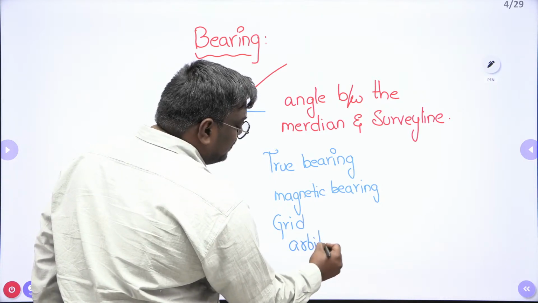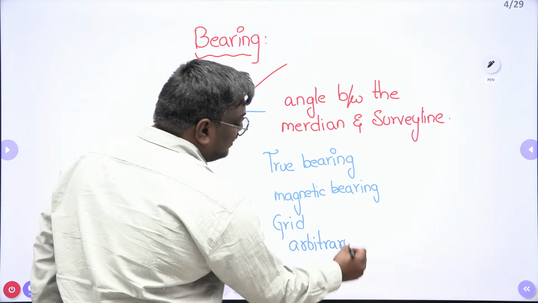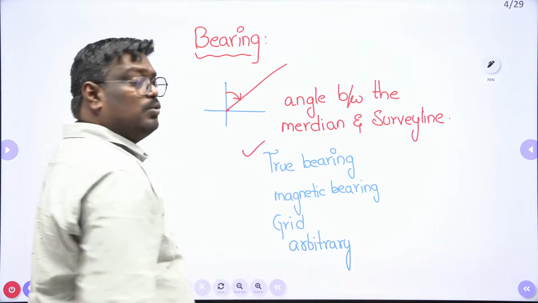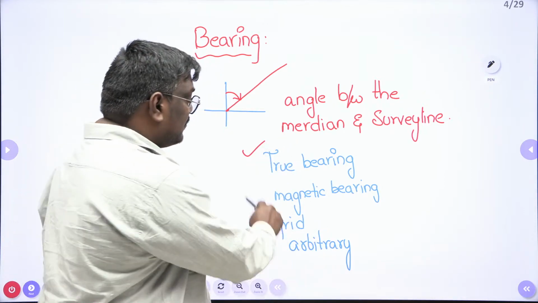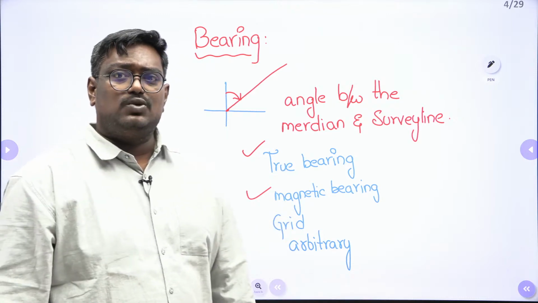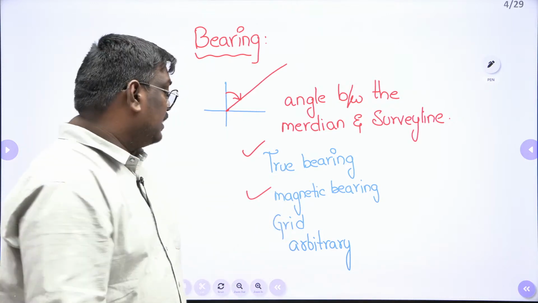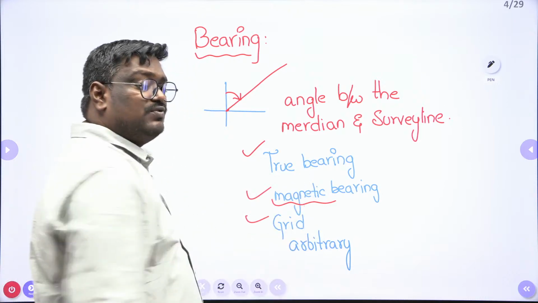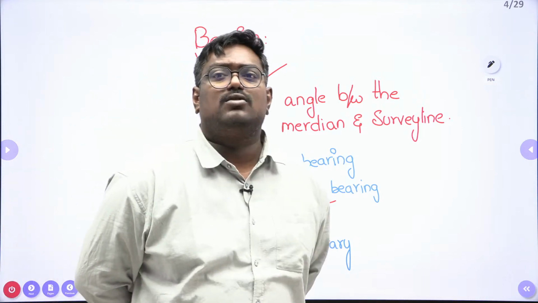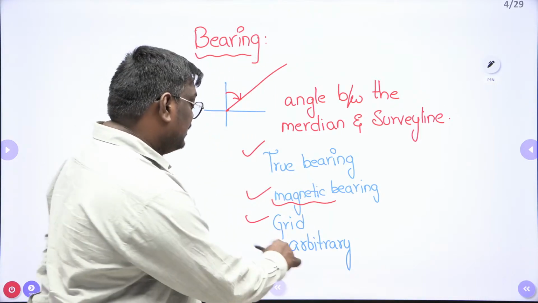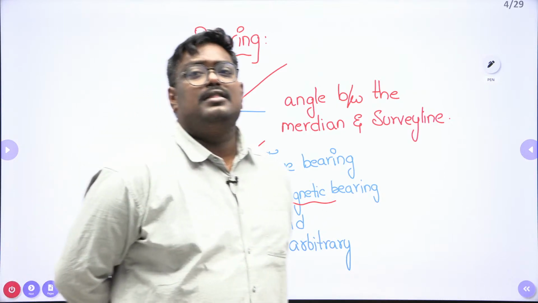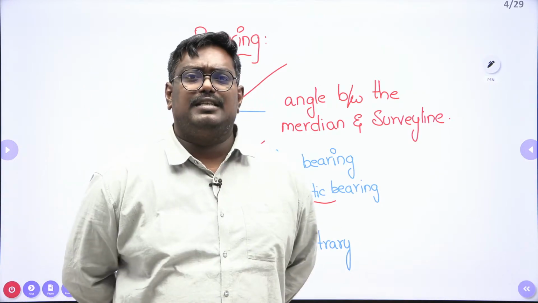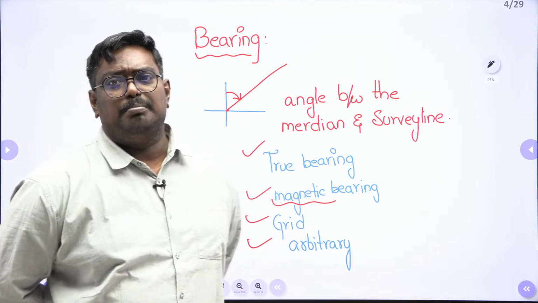So what do you mean by these bearings? If the bearing is with respect to the true meridian, then we call it true bearing. If it is with reference to the magnetic meridian, it is magnetic bearing. If it is with reference to the grid, then it is called grid bearing. And if it is with reference to the arbitrary meridian, then it is called arbitrary bearing. So with reference to the respective meridians, we call the respective bearings. Am I clear?